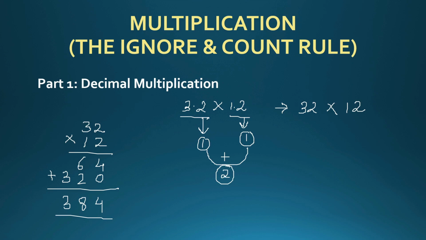In step 3, starting from the right of the answer, since the answer was 384, let me write the answer 384. This is my right side, this is my left side. So I'll start from the right and move the decimal point left by the total count. I have 2 as my count over here, so I will shift my decimal 2 places, 1 and 2. I'll put my decimal sign between 3 and 8. So the answer becomes 3.84. Isn't that simple? Let's try with another example.